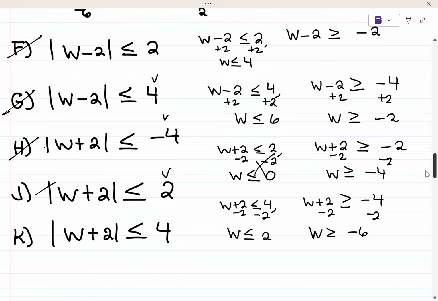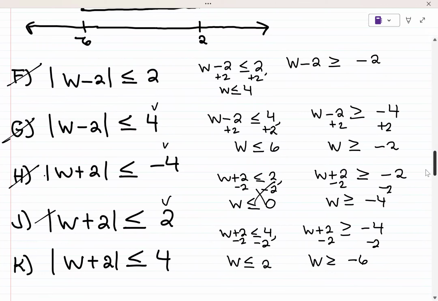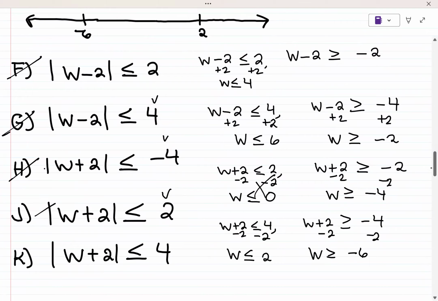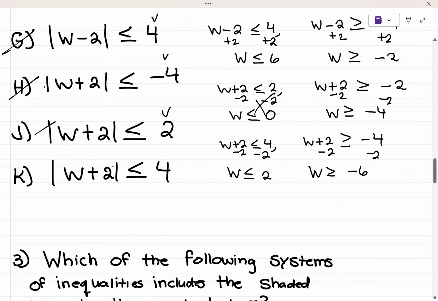And as you can see, our range is from -6 to 2, and they both have an equals. If you look at the symbol very carefully, it has an equal sign. So that's how you know you're going to use a dark circle. Okay. So it is letter K.